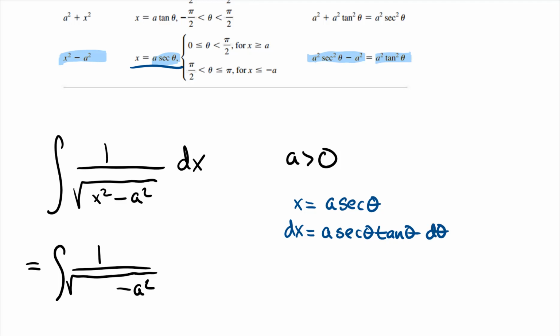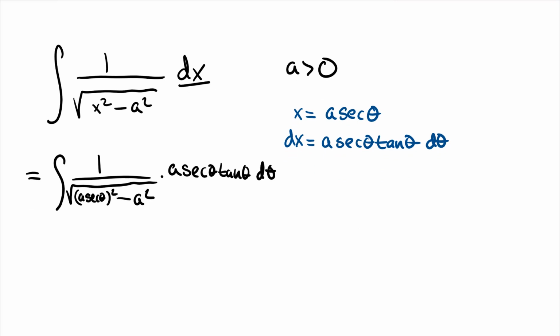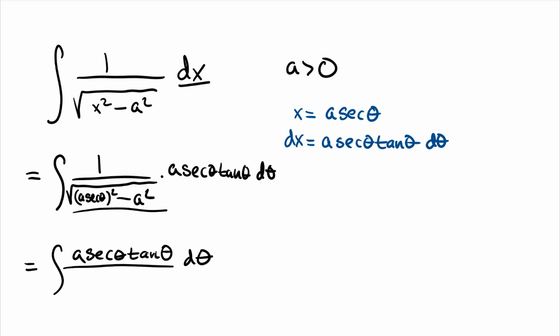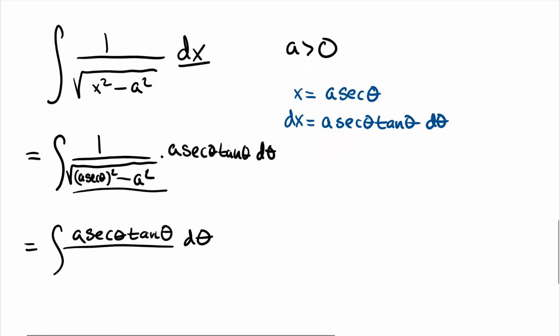All right. So let's replace back in. We have a secant theta, and now we have to multiply by a secant theta, tangent theta, d theta, so we can replace it for our dx. Okay, well, that means we have an a up top, secant of theta, tangent of theta, d theta. Now, a squared secant squared minus a squared just becomes a squared tangent squared of theta, jumping the steps.